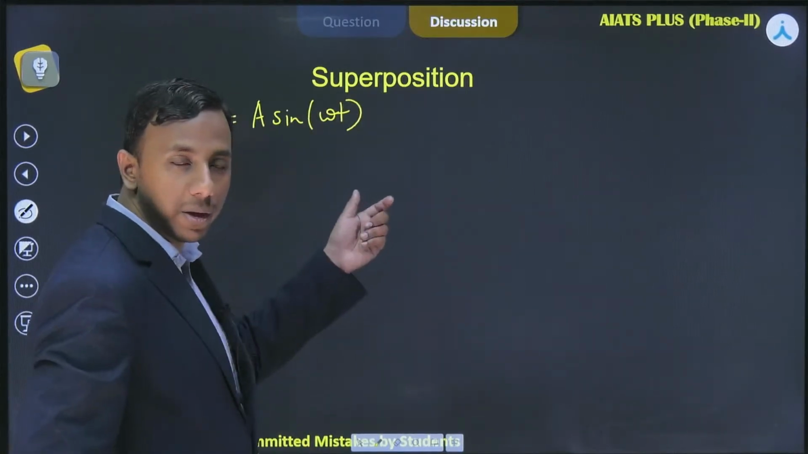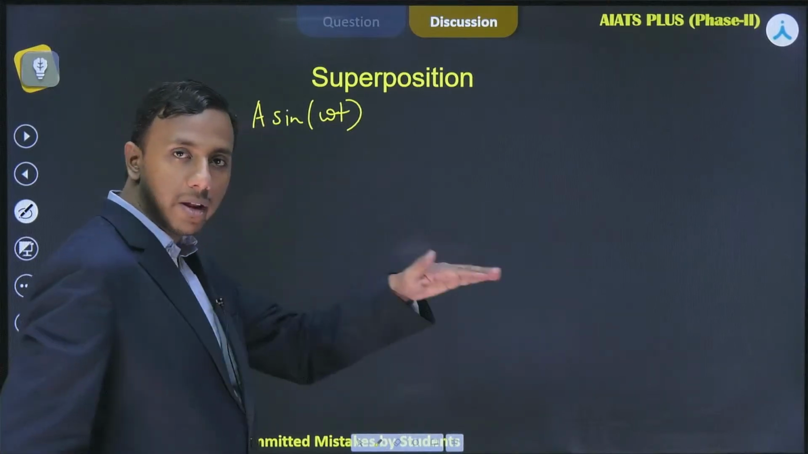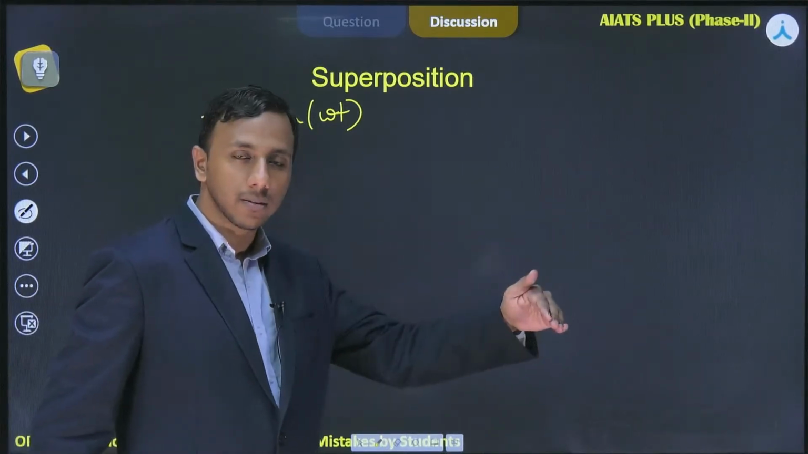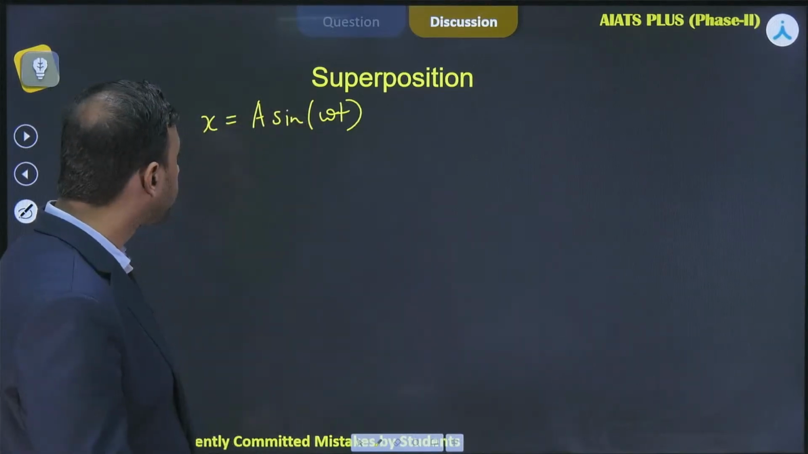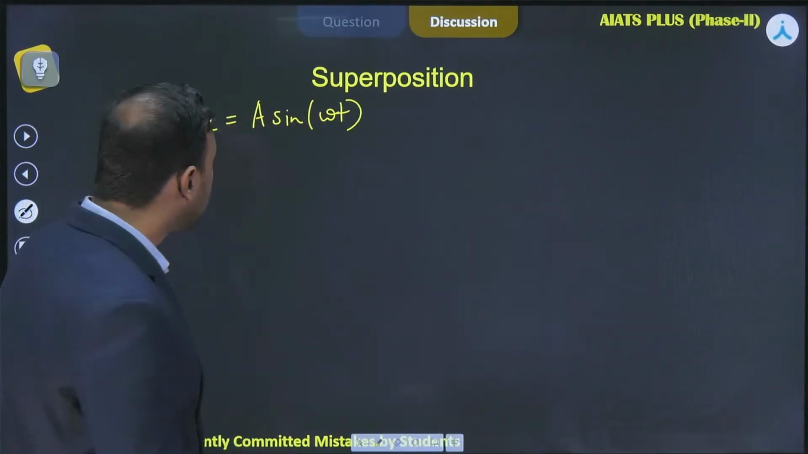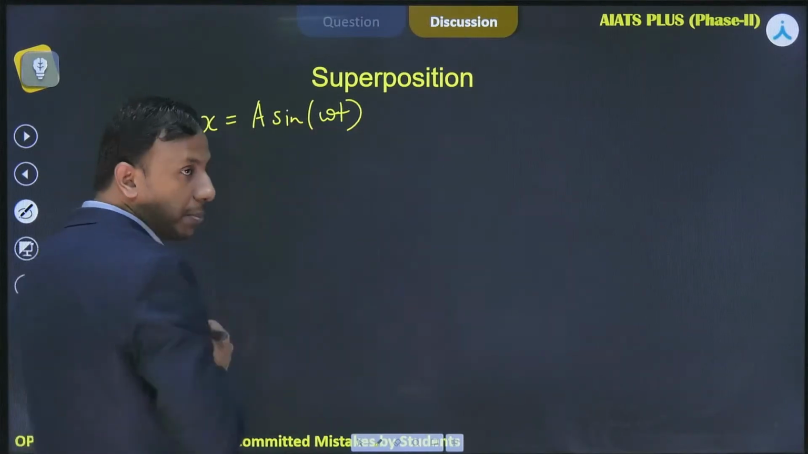A sine omega t, right? Because the particle is varying along the x-axis, or oscillating along the x-axis, the position is varying like this. So x is equal to a sine omega t. Now, superposition. Let's say we have one particle.